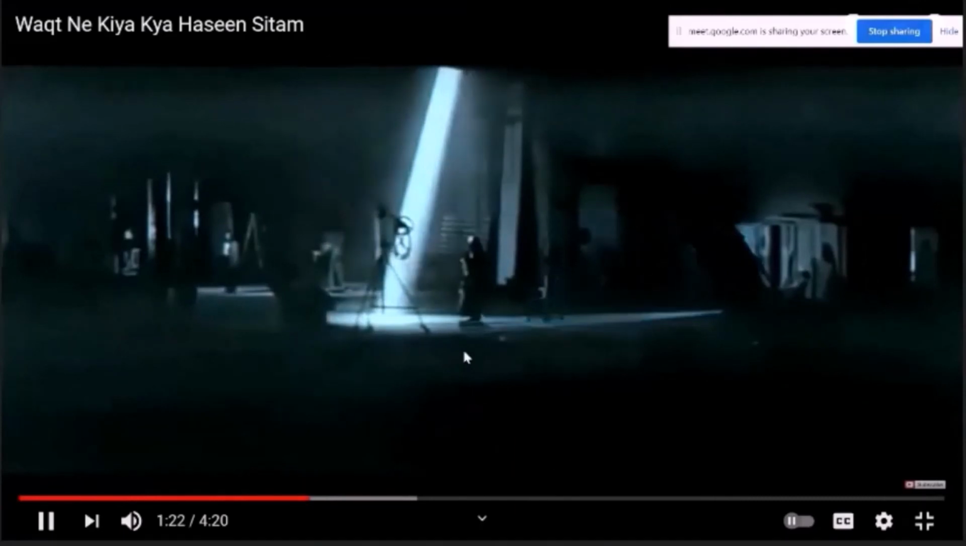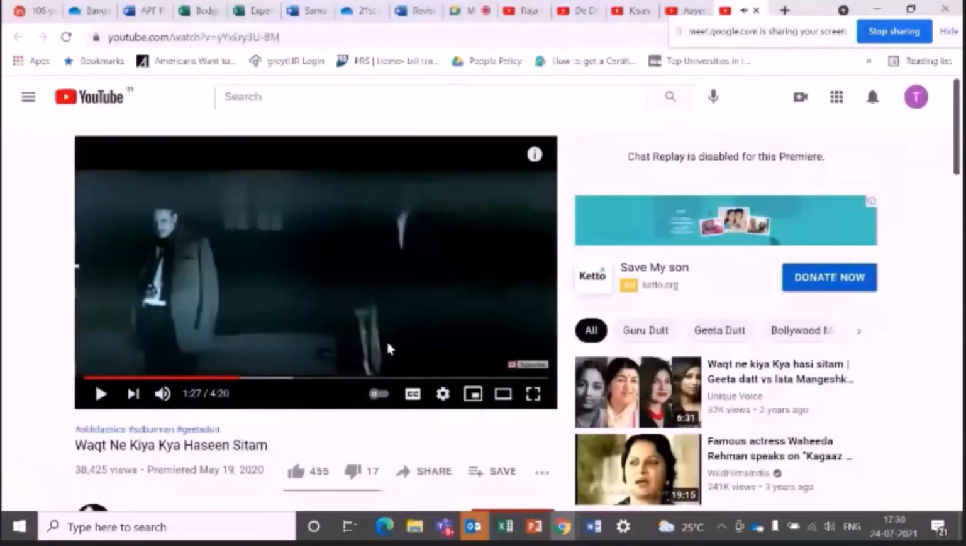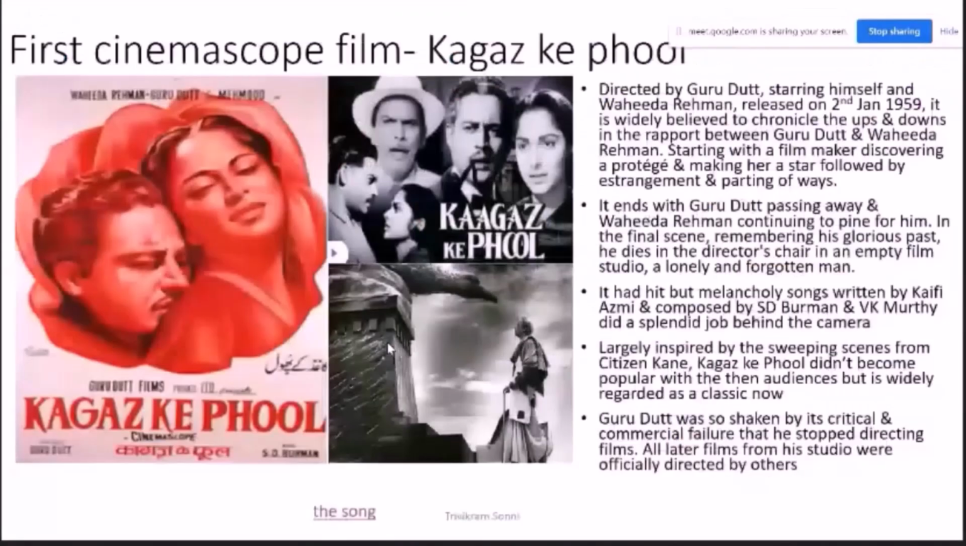Beautiful song. Look at that beam of light. Right. So what they had done was they had opened up a part of the studio roof. And they somehow hauled up two giant mirrors to reflect sunlight with intensity, and that was that beam of light. So if you guys get a chance to watch Citizen Kane and obviously Kagaz Ke Phool, please go ahead.